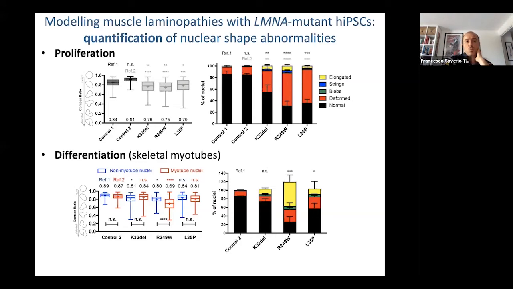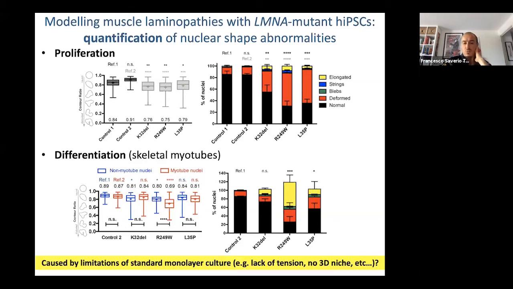So rather than getting worse, this phenotype was getting better in the myotubes. That was a bit of a surprise for us, and we started to wonder whether that could be caused by limitation of the standard monolayer culture that we were using to model this phenotype in vitro. This is just simple differentiation on a monolayer of myofibers.